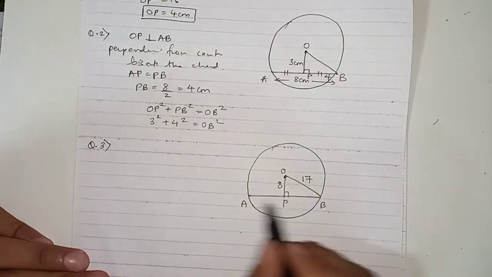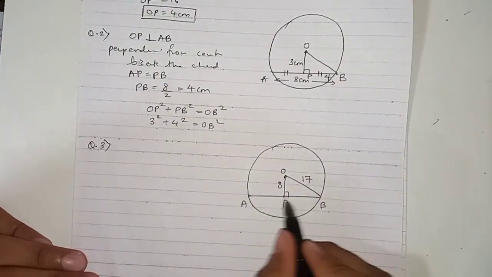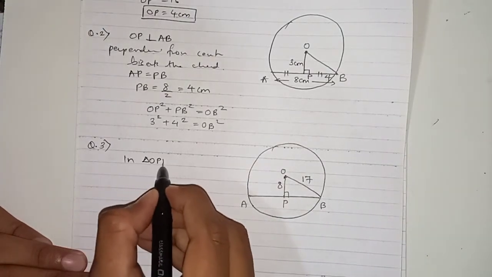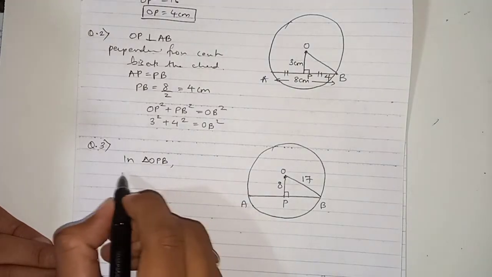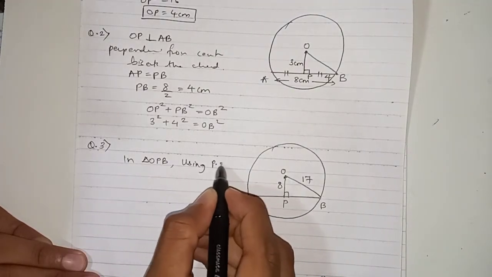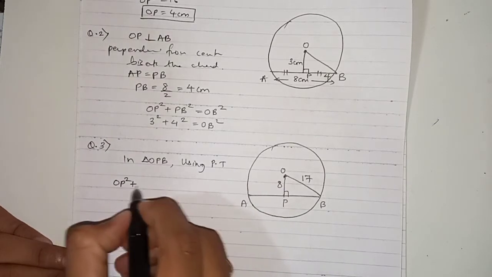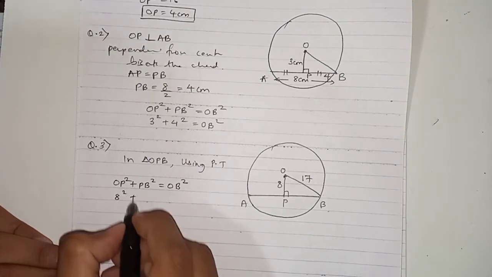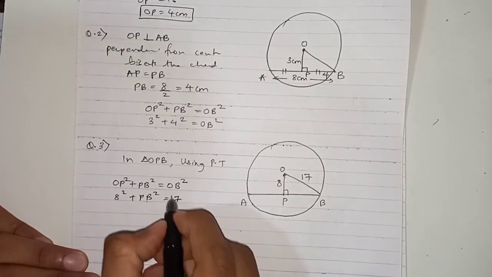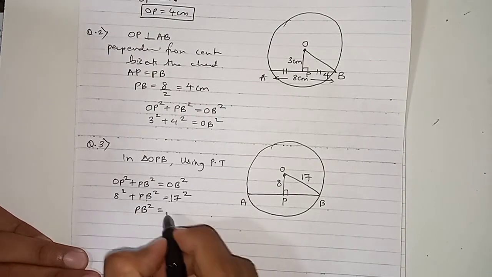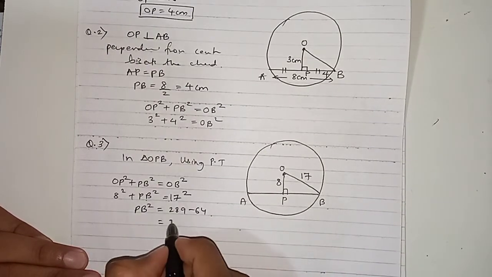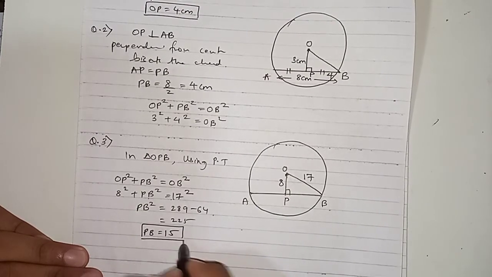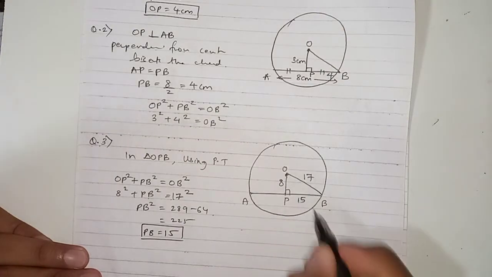Okay, तो chord का length मतलब ये पूरा AB, but पहले हम ये PB ढूंढ लेते हैं using this small triangle. So in triangle OPB, using Pythagoras theorem, OP square plus PB square equals OB square. Okay, so 8 square plus PB square equals 17 square. 289 minus 64, that is 225. So you will get PB as 15.